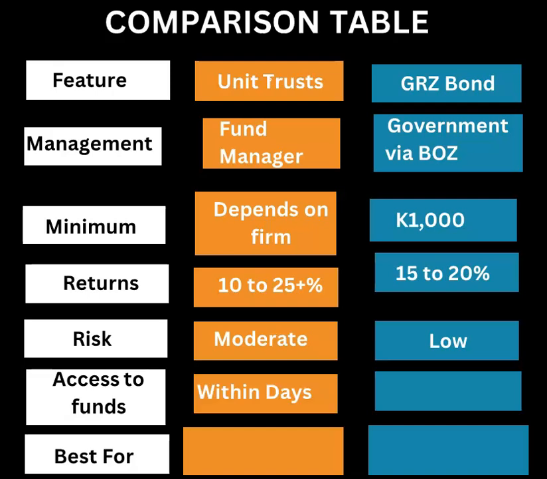Now let's look at access to funds. With unit trusts, you can get your money within days. Some companies is 2 days, some companies is 5 days. Give a notice to your fund manager to say, I want my money, I've got an emergency. Within 48 hours or so, your money will be processed.